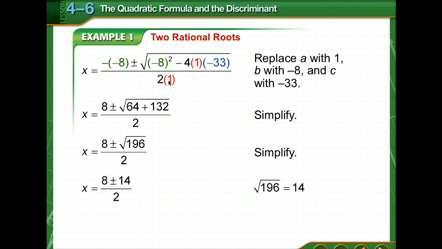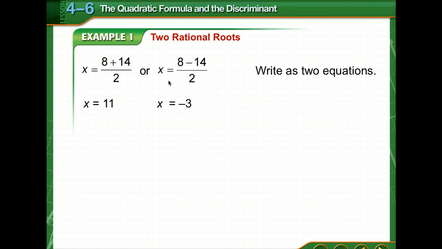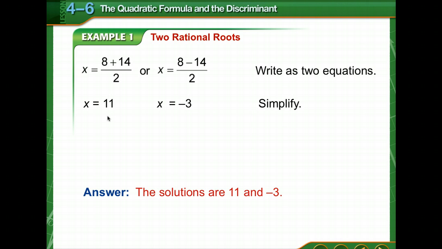The square root of 196 is 14. So x is equal to 8 plus 14 divided by 2, or 8 minus 14 divided by 2. So x is either equal to 11 or negative 3. So the solutions are 11 and negative 3.